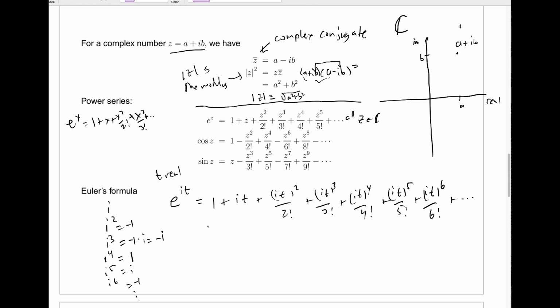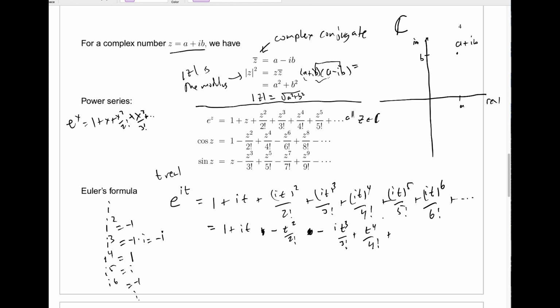So we can write e to the it as 1 plus it plus I squared t squared over 2 factorial, which I should write as minus t squared over 2 factorial. Then I cubed is minus I, so I should write this as minus I t cubed over 3 factorial. I to the 4th is just 1, so then I get t to the 4th over 4 factorial.